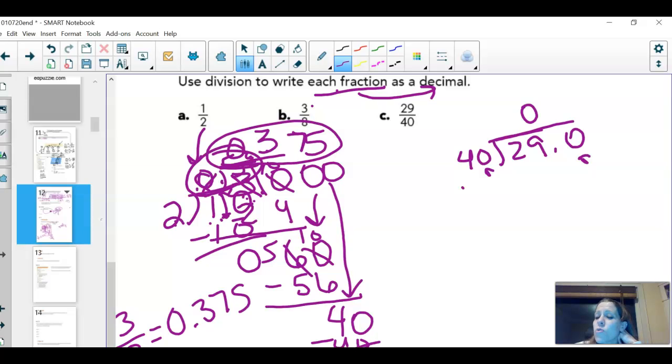4 times what number is really close to 290? Well, that would be 29, excuse me, would be 7. 4 times 7 is 28.